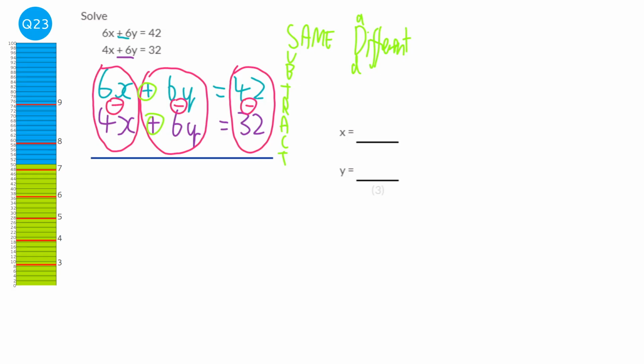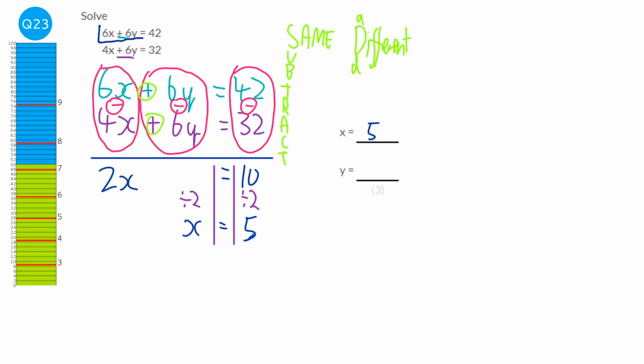So 6x take away 4x is 2x. 42 take away 32 is 10. Get our lines in. And we're going to divide 2 both sides. So 2x divided by 2 is obviously x, which is the whole point, and 10 divided by 2 is 5. So x equals 5 is our first solution, but we've got to find out what y is. And to do that, we're going to just substitute in the value of x into the first equation.